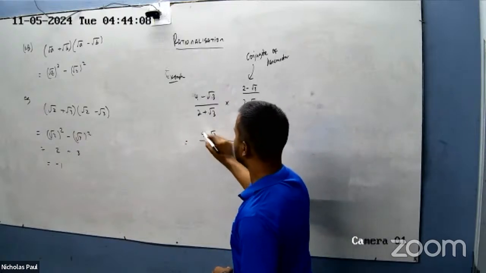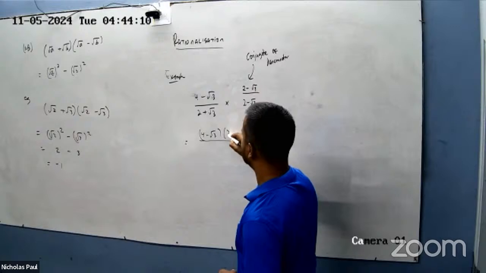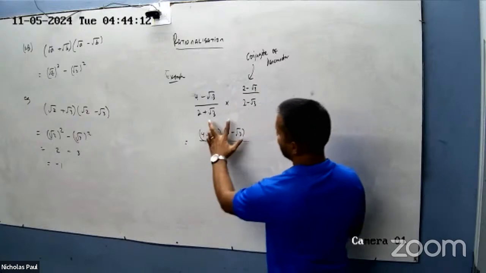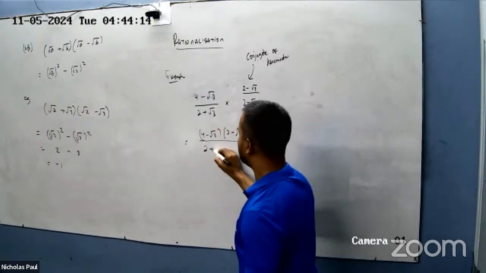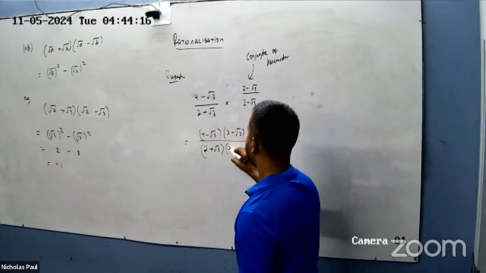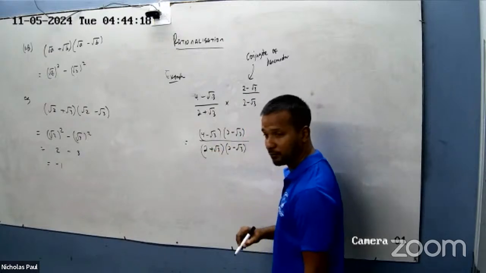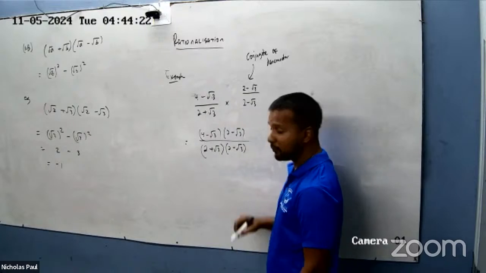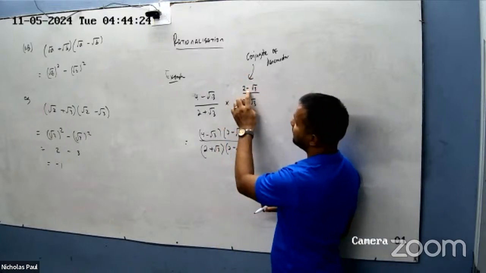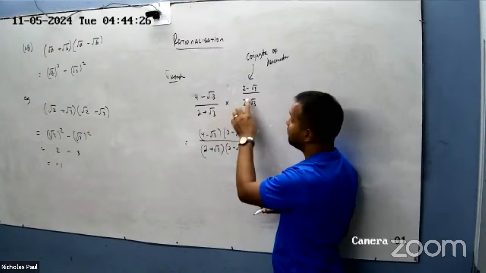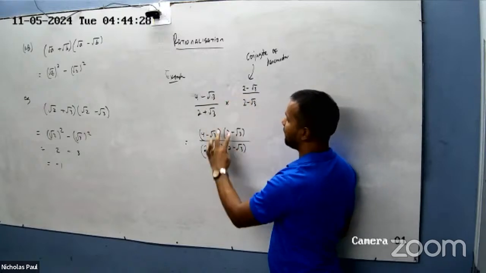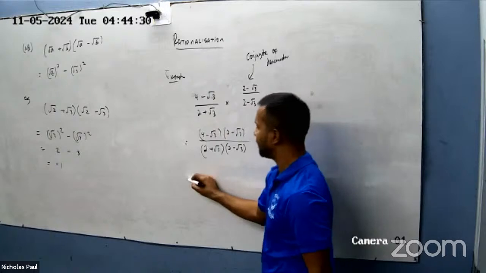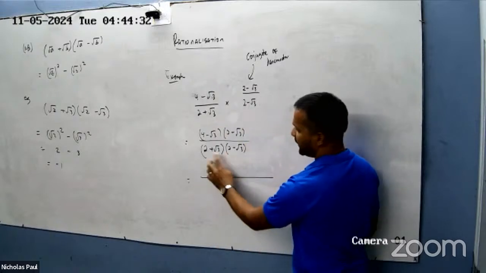4 minus root 3 by this. I have to work it apart. And the underneath is 2 plus root 3 by 2 minus root 3. That's okay? See that? So I multiply by the conjugate of the denominator. Minus and a minus. This by this, this by this. Underneath easy, right? Underneath easy.